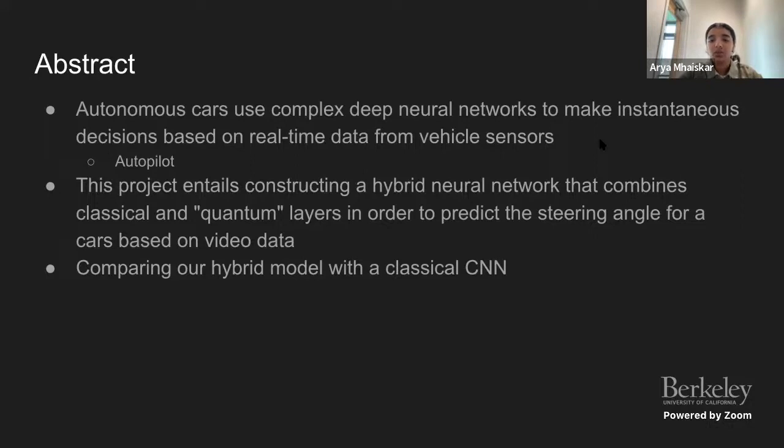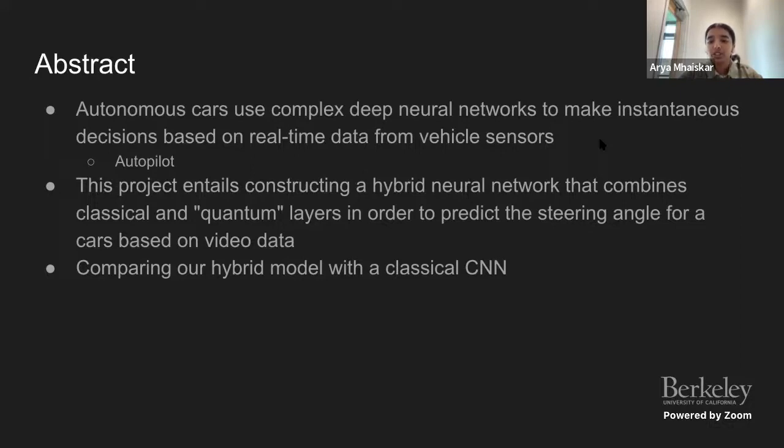In this project, we propose implementing an autopilot feature by constructing a hybrid neural network. This hybrid network combines classical layers inspired by conventional deep learning architectures like CNNs with quantum layers, which incorporate elements of quantum computing. The goal is to leverage the benefits of both classical and quantum approaches to enhance the prediction accuracy of the steering angle using video road data as input.